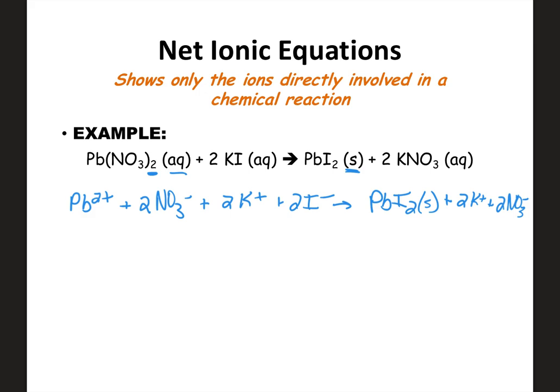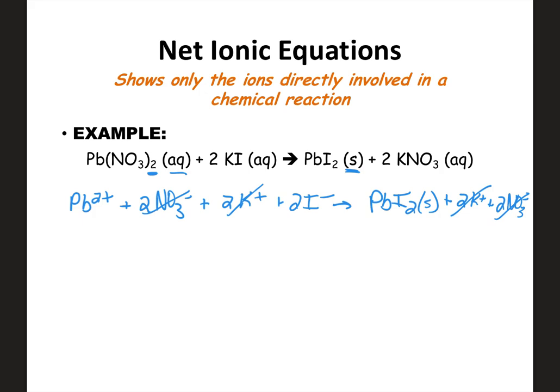So I can immediately see that K plus is the same on both sides. There's 2K plus on both sides, so it's gone. That would be a spectator. And then I can also see that there's 2NO3 minus on both sides. So that's gone. That's a spectator. If I gave you this reaction and asked what the spectator ions are, you would tell me K plus and NO3 minus. So the spectator ions are gone.